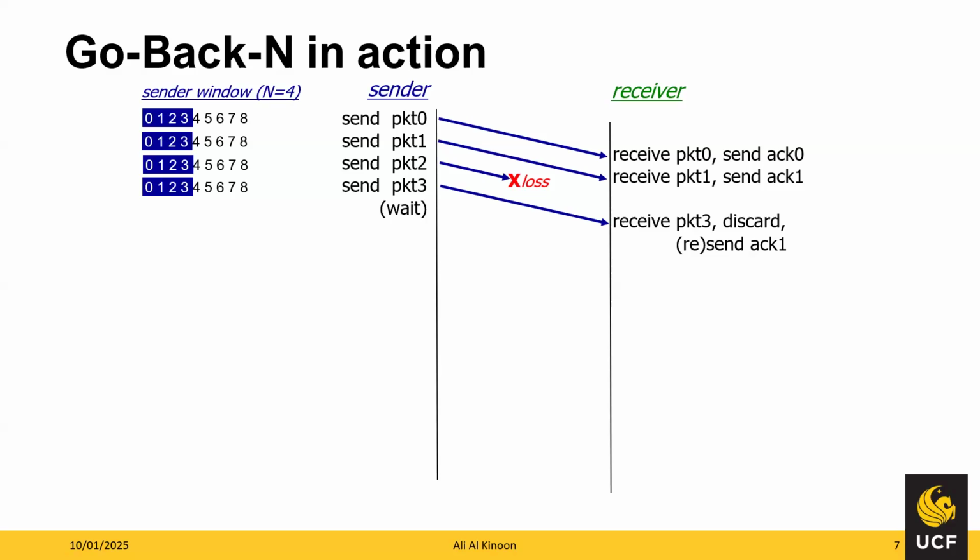Packet 3 arrives out of order. Packet 2 is lost here in this image. So packet 3 arrives and it's out of order, so it gets discarded because we have to deal with packet 2 to move on to packet 3. So as we said, acknowledgement 0 for packet 0 goes back, and acknowledgement 1 for packet 1 also goes back. And a duplicate acknowledgement is also propagating to the sender because we have not received an acknowledgement for packet 2.